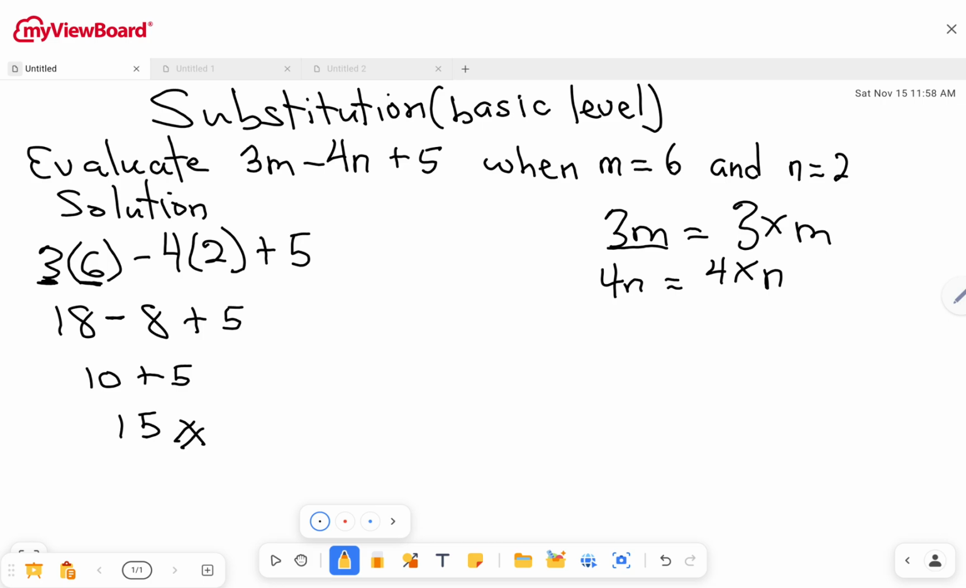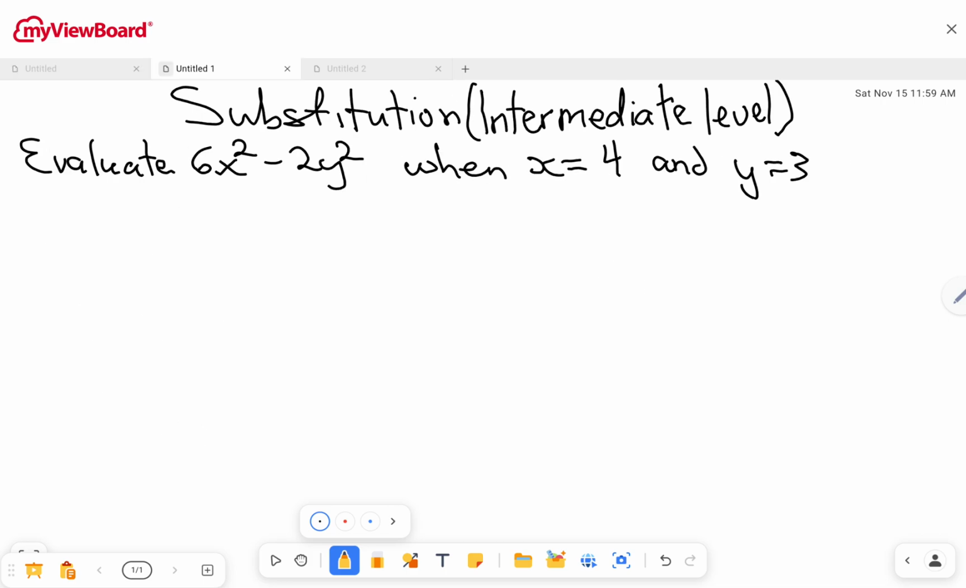So this is the answer to the question, evaluate 3m minus 4n plus 5 when m is equal to 6 and n is equal to 2. What we did was to replace the m and the n by their respective values, which are 6 and 2. So now let's move on to the intermediate level.